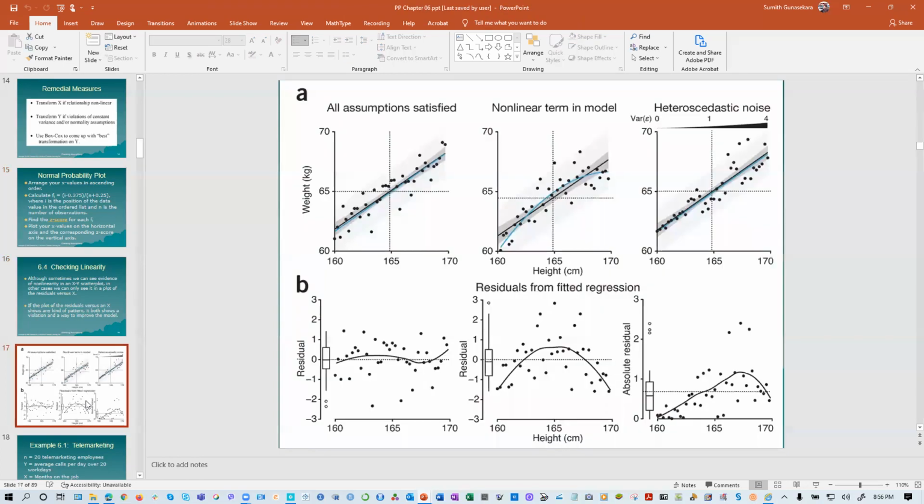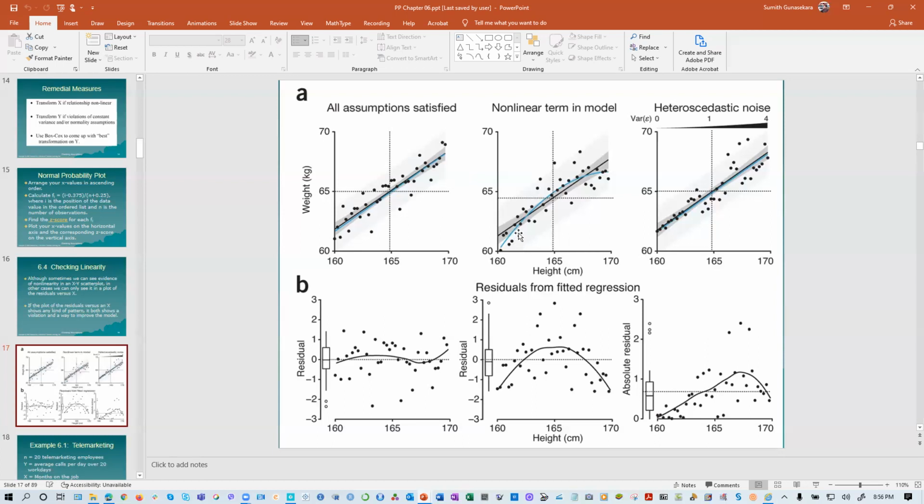Let's look at this one. Weight versus height; these are scatter plots. You saw that scatter plot. All assumptions are satisfied if the points fall into this kind of a ribbon. All data points are equally scattered above and below the regression line. If you see something like that, just go ahead and say all assumptions are satisfied.